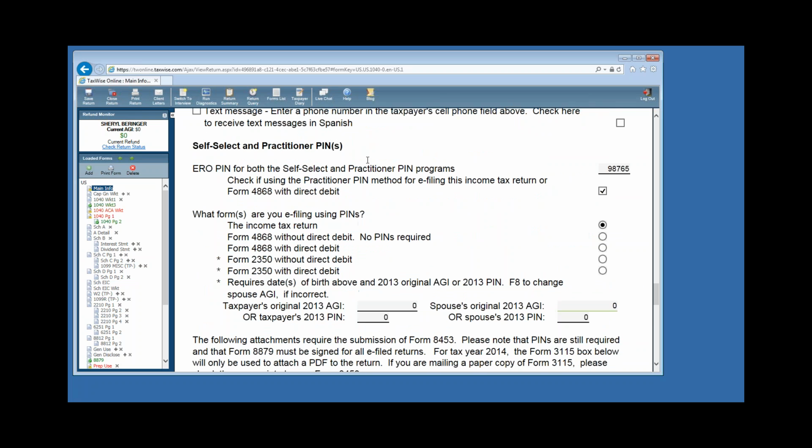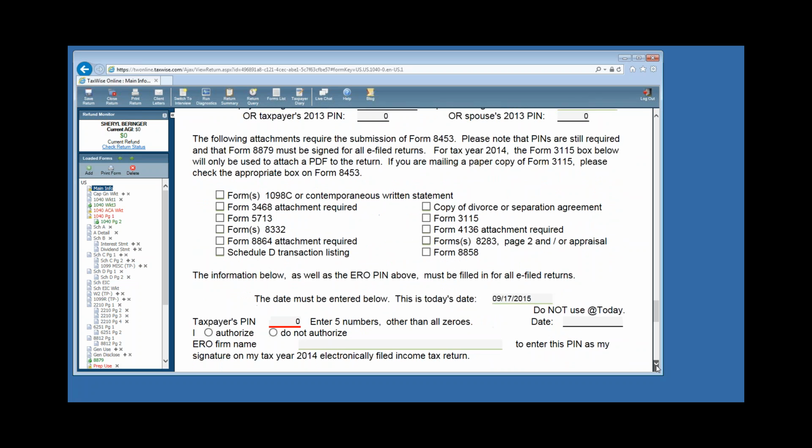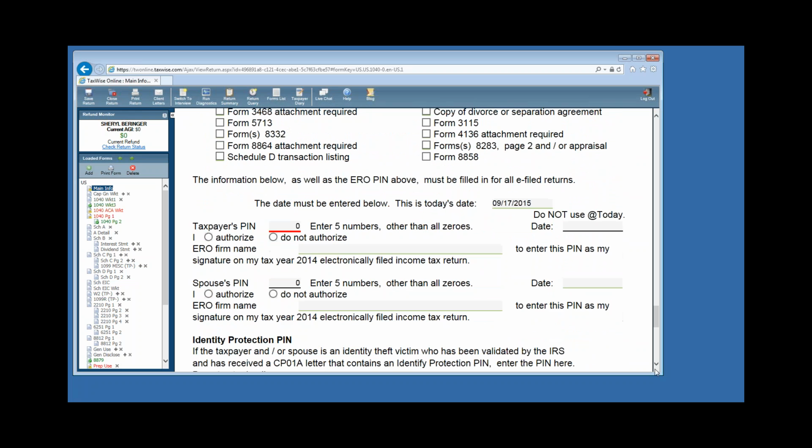Again, this information is automatically calculated. It's automatically in the TaxWise template. There's nothing you have to do there. And then you need to start filling stuff out again. So at this taxpayer's PIN, what we're doing down here is we're authorizing the e-file.